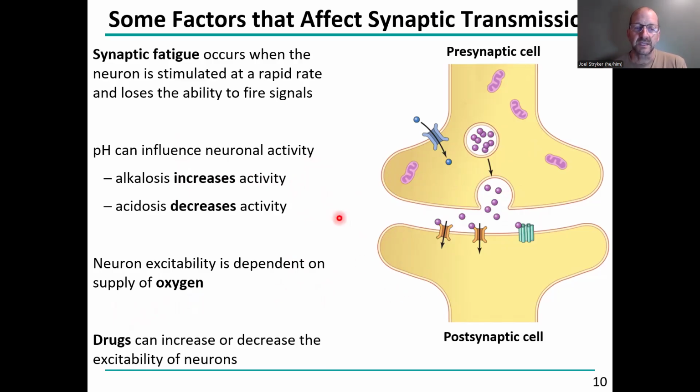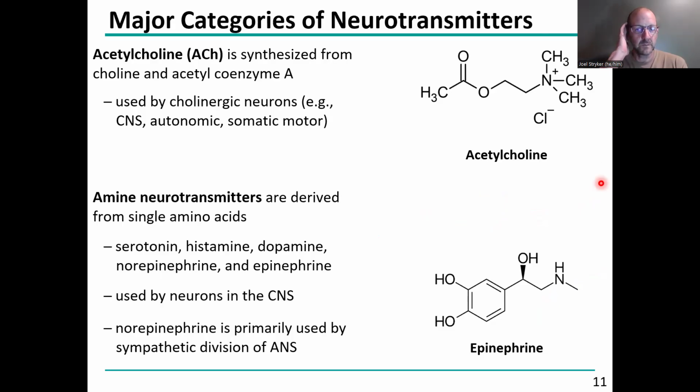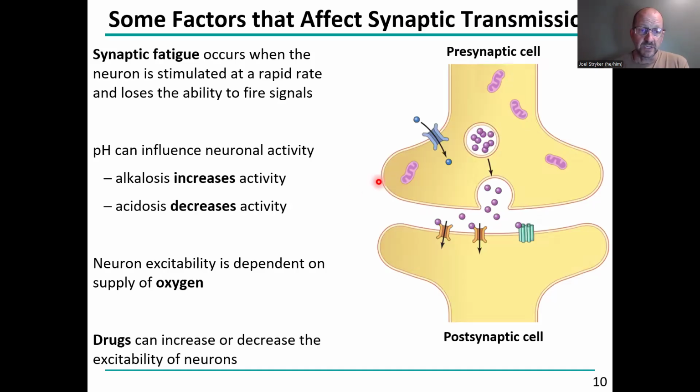And then different drugs can increase or decrease the excitability of neurons, a lot of times by affecting the neurotransmitter receptors on the membrane, or possibly the release here. One of the things we talk about is drugs increasing or decreasing, and a lot of times this happens because the drugs can either mimic or block different neurotransmitters.